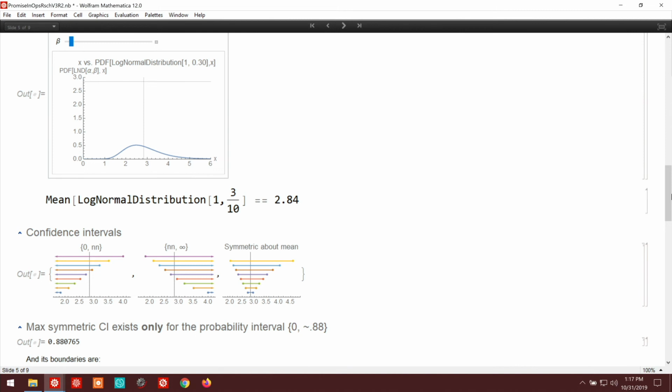Notice also, now in the confidence intervals, the one saying 0 to n, notice that the starting point for the top one is a little further to the right than it was before. In other words, before it was a 3 point something and now it's almost up to 4. Okay, by the same token, the natural number to infinity confidence intervals are all a little bit more to the left.